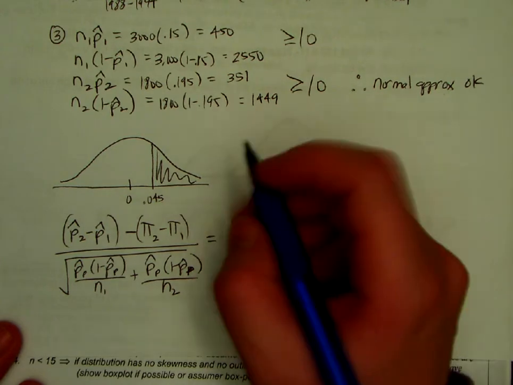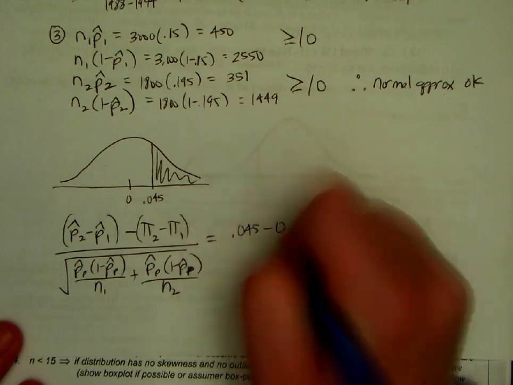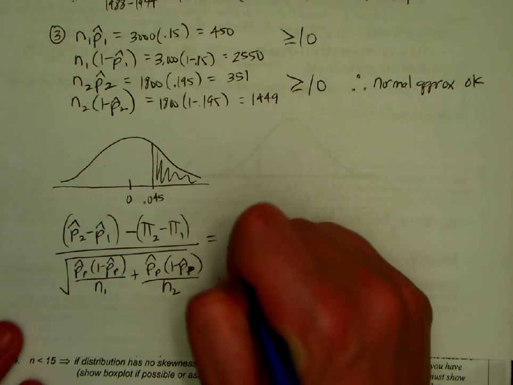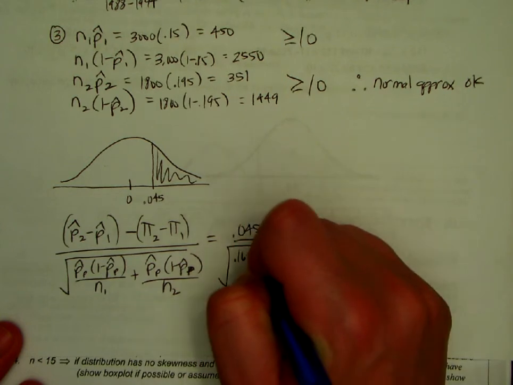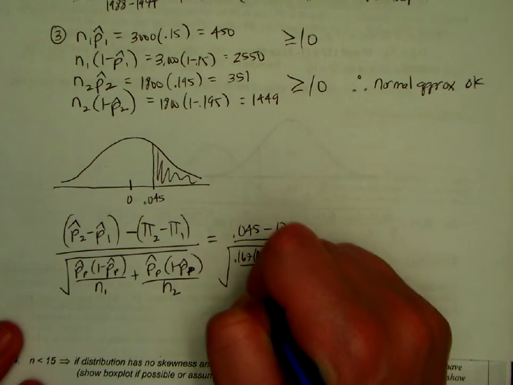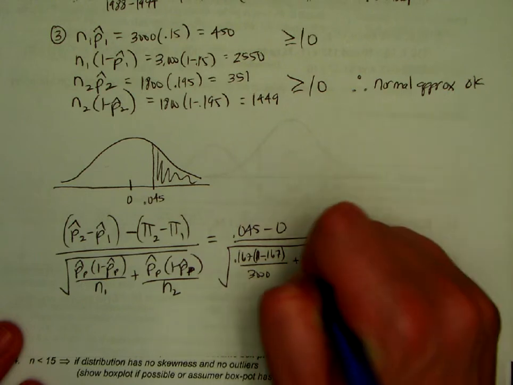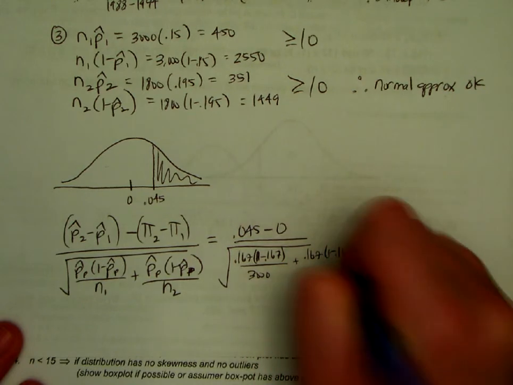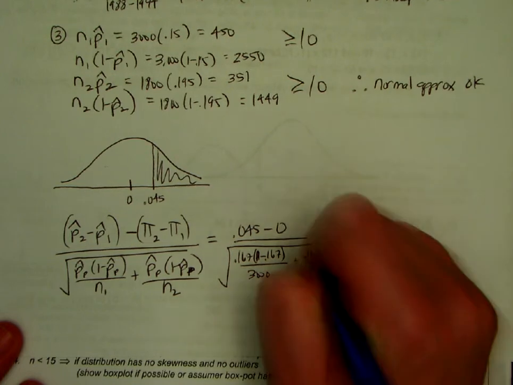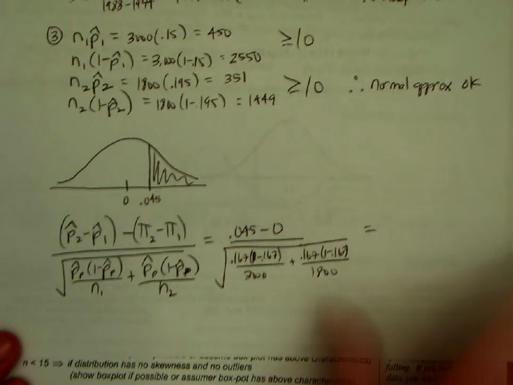substitution. So we've got 0.045 minus 0 over the square root of 0.167 times 1 minus 0.167 over 3,000, plus 0.167 times 1 minus 0.167 over 1,800. It's very ugly. Like I said, it's the worst it's going to get.